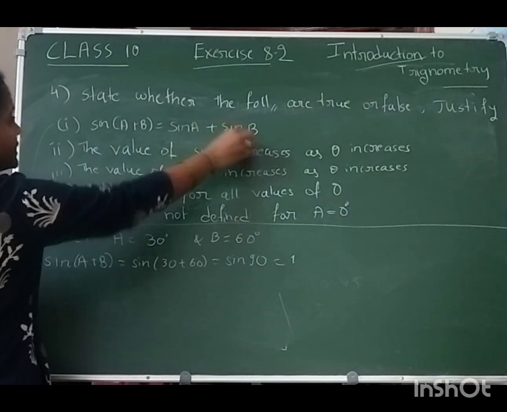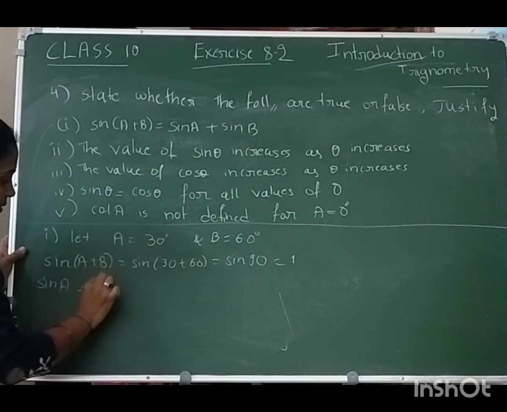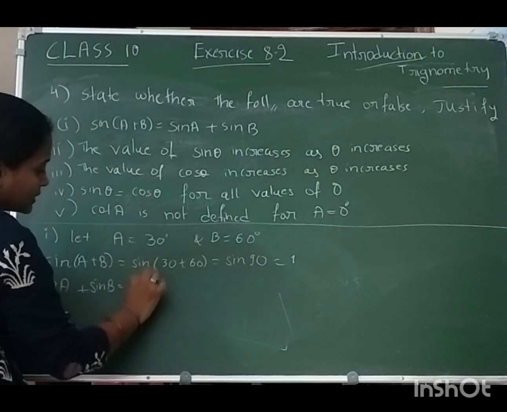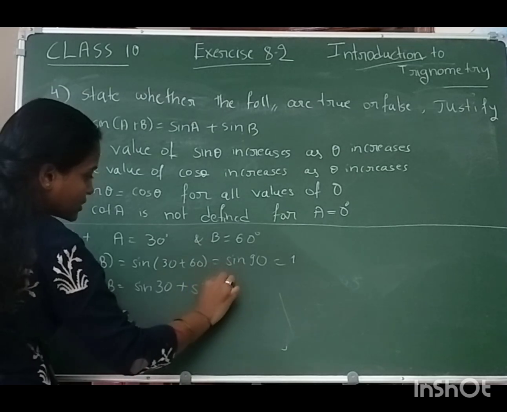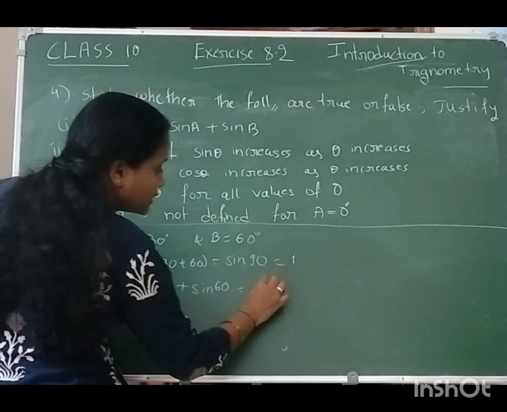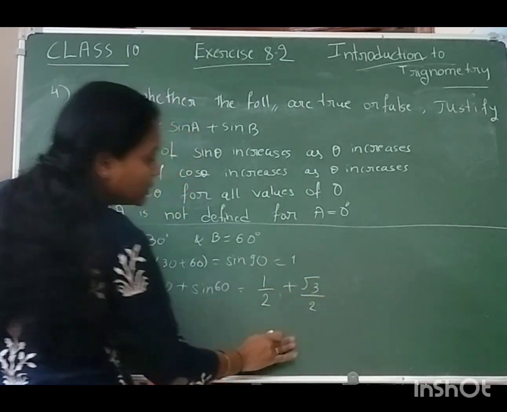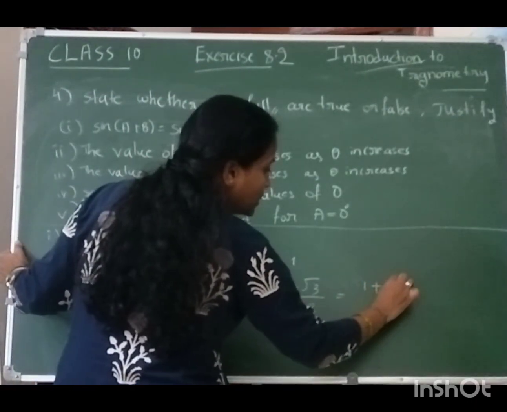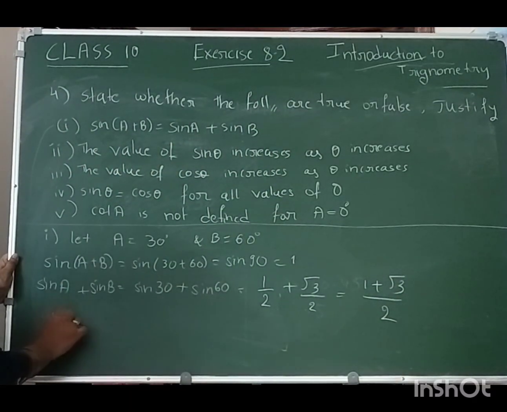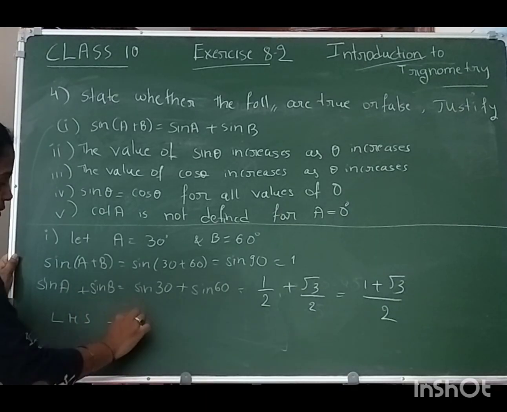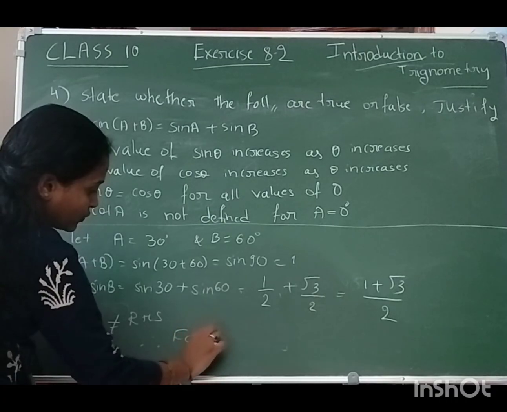So take the RHS, that's sin A plus sin B. Substituting the values, it will become sin 30 plus sin 60. We know that sin 30 is 1 by 2 and sin 60 is root 3 by 2. So upon addition, we'll get 1 plus root 3 by 2. So by seeing this, LHS is not equal to RHS. So the given statement is false.